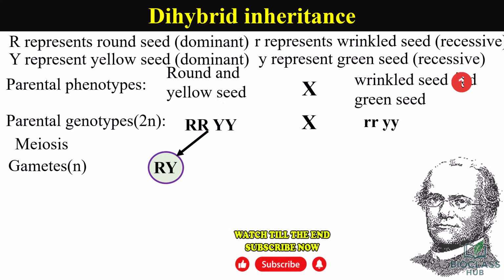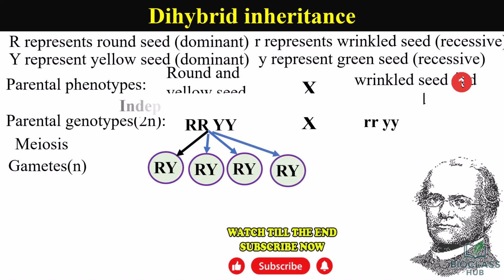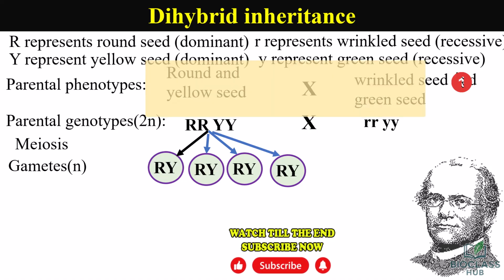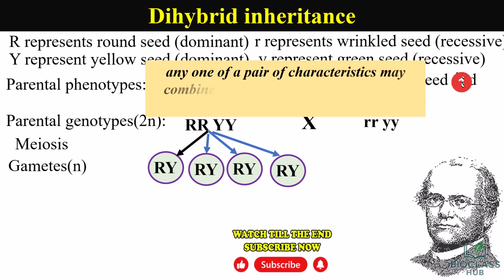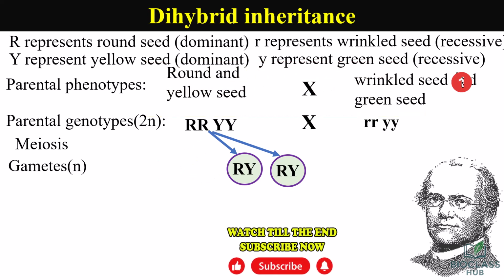This is known as the principle of independent assortment. It forms the second law of genetics. It's also called Mendel's second law. It states that any one of a pair of characteristics may combine with either one of another pair. When we observe that all these gametes are the same, we can summarize it by using a single gamete, the same principle for this side.